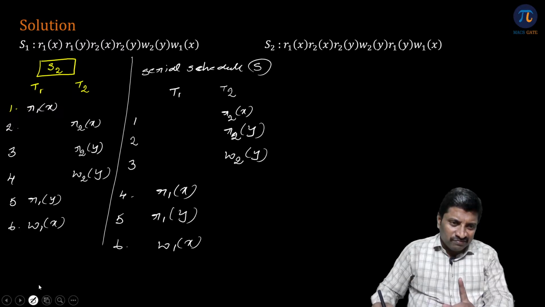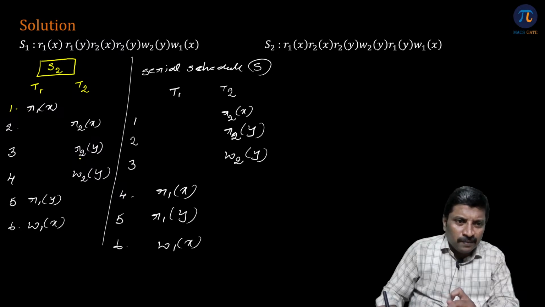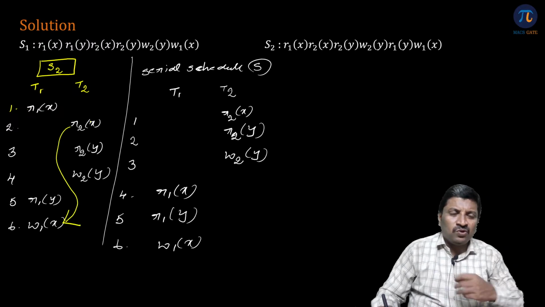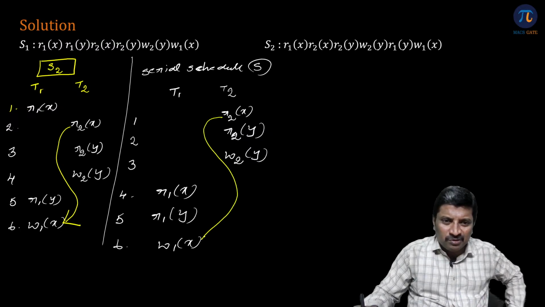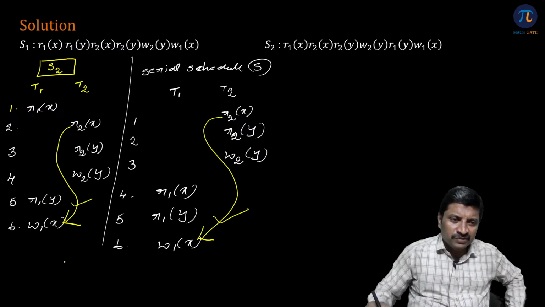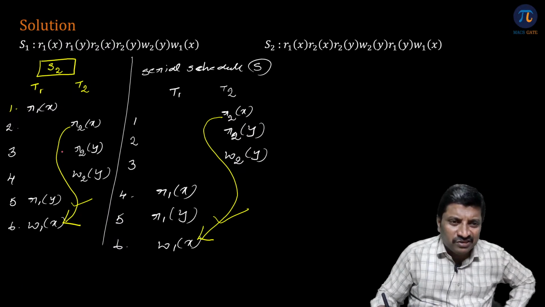Now the first conflict operation. Where is the first conflict operation? There is a first conflict operation, sir. I hope this is right. R2 of X, W1 of X. So R2X is first. Here also R2X is first, W1X is next. So this is fine. Let me take one more color, sir, to have more clarity. Let me write it. What is the next conflict operation, sir?